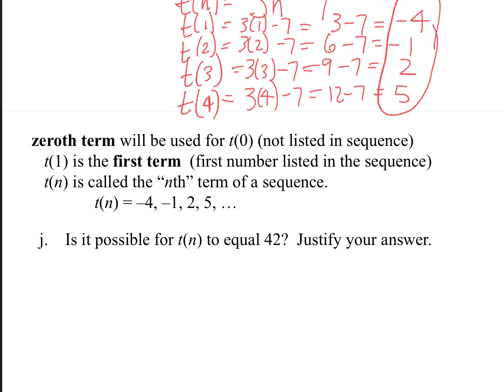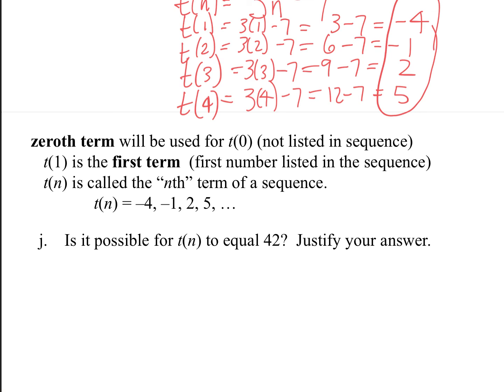Now this is the question that's probably the most important one. It's asking, somewhere in the list, so this list keeps going on and on, there's lots and lots of numbers. The question is, is 42 part of the list? So I'm going to take the equation that we just came up with, which was 3n minus 7, and I'm going to set it equal to 42. And I'm going to see if I can find an n value that's a whole number, not a fraction, not a decimal, but a whole number.